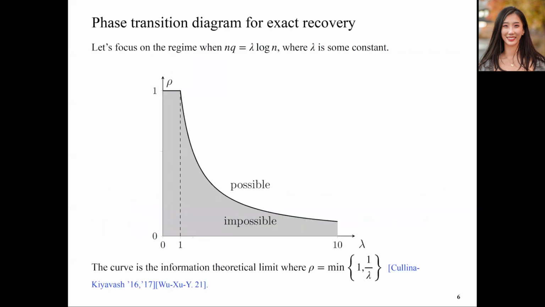In one of our previous works, we showed that this curve is the information theoretical limit, such that if you go below this curve, there is no algorithm that could achieve exact recovery regardless of computational efficiency. So we call this gray area the impossible region. If you go above the threshold here, then that means there exists an algorithm that could achieve exact recovery.